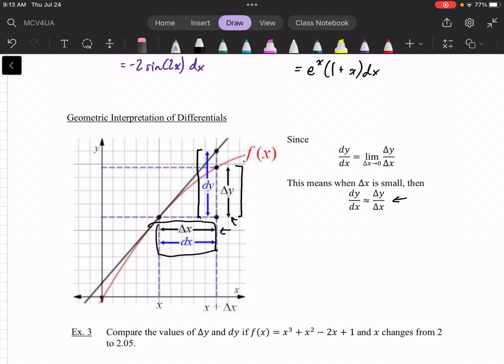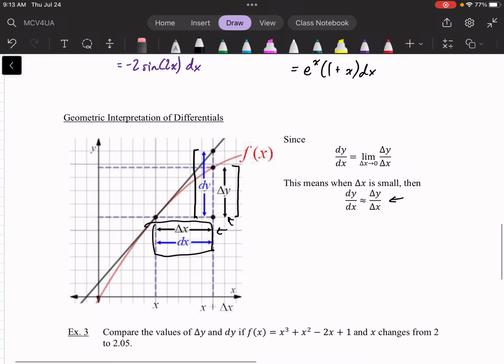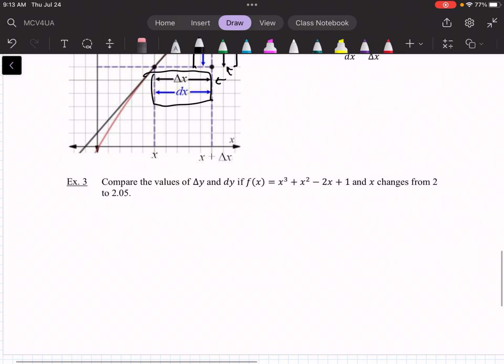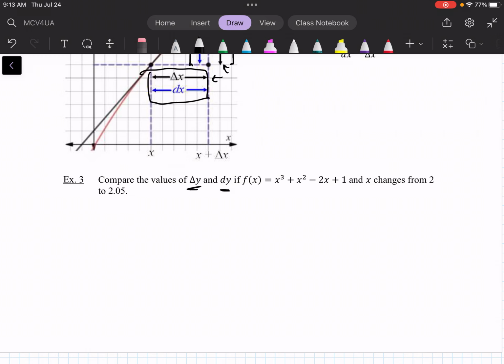So what we're going to do now is take a look at the difference if we just apply it to looking at small changes in values. So this is what we're going to do. Suppose we want to compare the values of change in y to dy if you have the function f of x equals x cubed plus x squared minus 2x plus 1, and x changes from the value of 2 to 2.05.